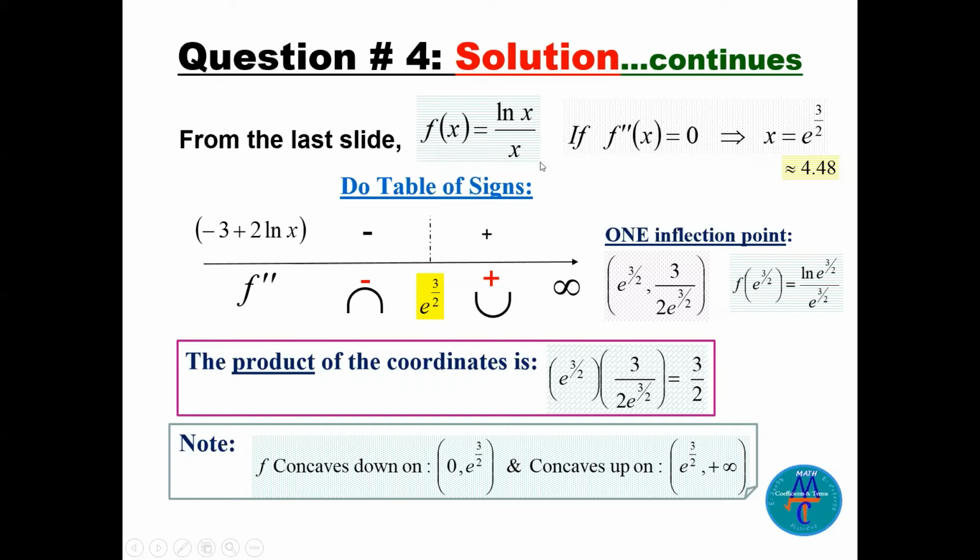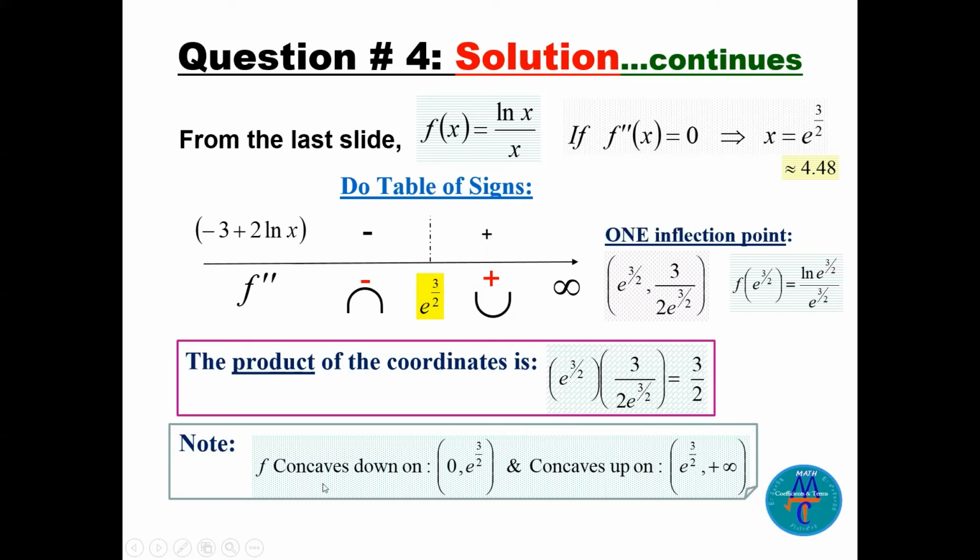Replace that x value in the function here. It will be ln of e to the power 3 over 2 divided by e to the power 3 over 2. This you can bring it down. ln of e is 1, so it becomes 3 over 2 e to the power 3 over 2. These are the coordinates, x and y. This is the inflection point. So the product of the coordinates is x times the y. You can cancel this. The answer will be 3 over 2.